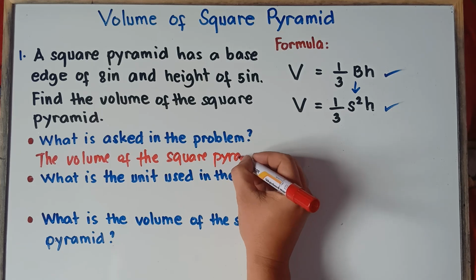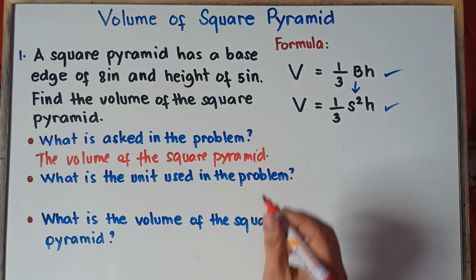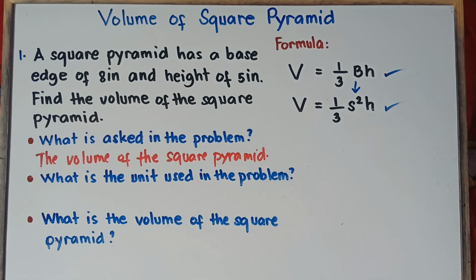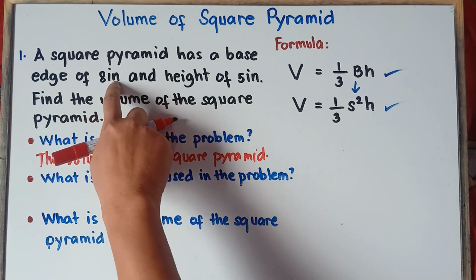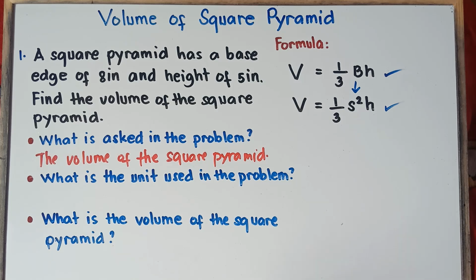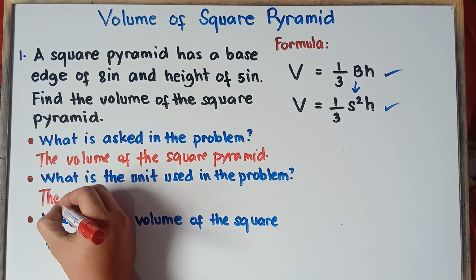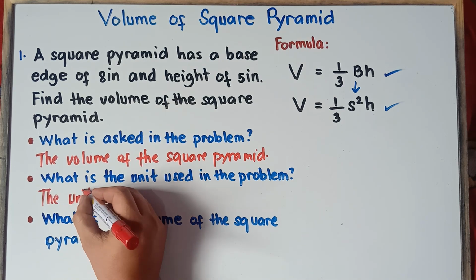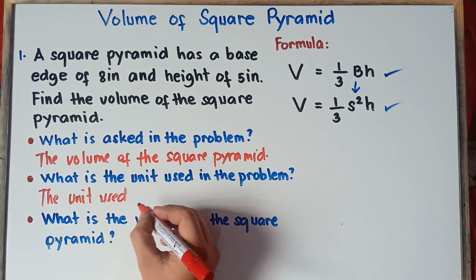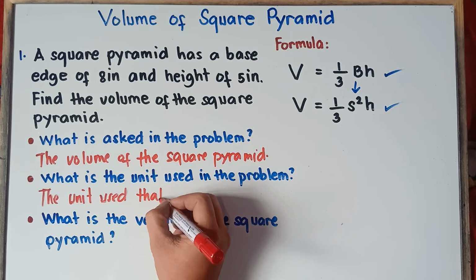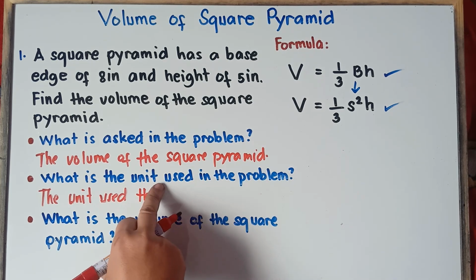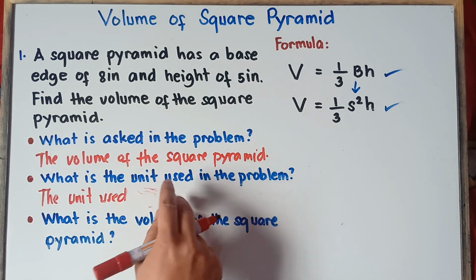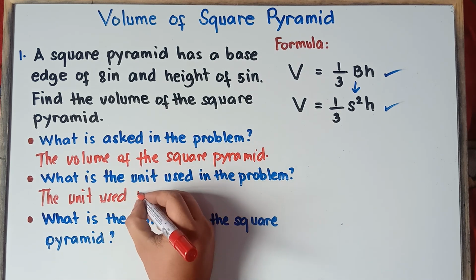Then the second question: what is the unit used in the problem? We are using inches. So that would be 8 inches, 5 inches. Therefore, the unit used is inches. So we can just simply write: the unit used is inches.